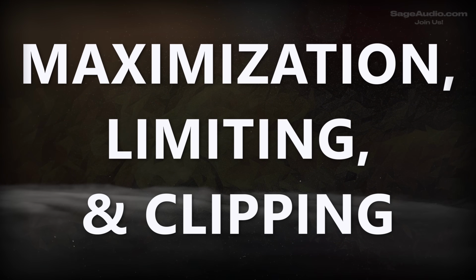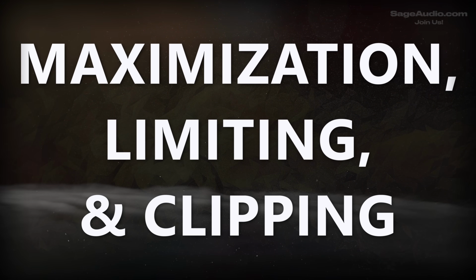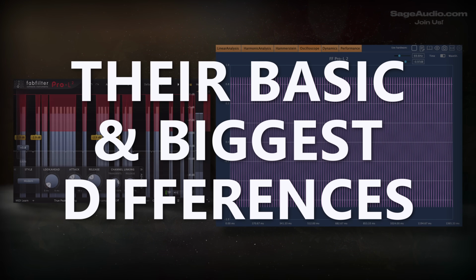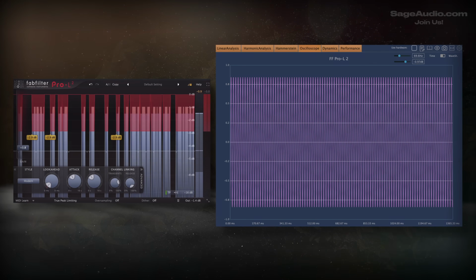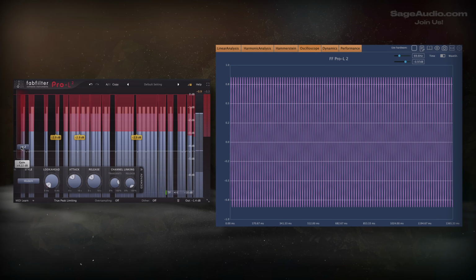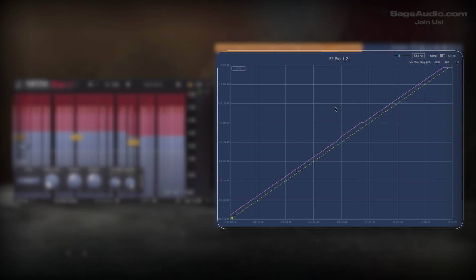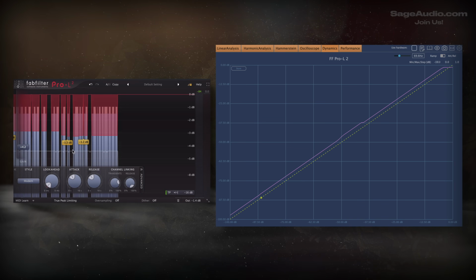That said, let's cover maximization, limiting, and clipping. Starting off, let's look at their basic and biggest differences. Now, just a heads up, you'll likely disagree with what I'm saying at first, but that's because these processing types are usually combined in newer plugins.